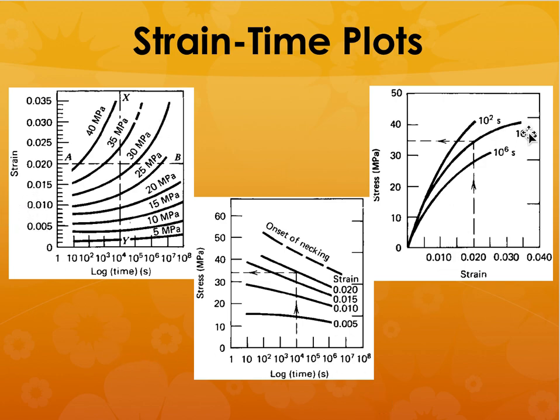So here again, suppose you are pulling a material at 100 seconds, it shows much higher strength. But if you pull it up to 10 to the power 4 seconds, you reach that strain after a certain amount of time. So that will change depending upon the strain rate. And even the onset of necking will be different for different kinds of applications.